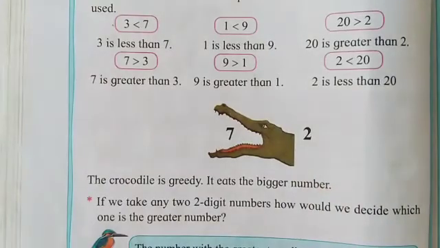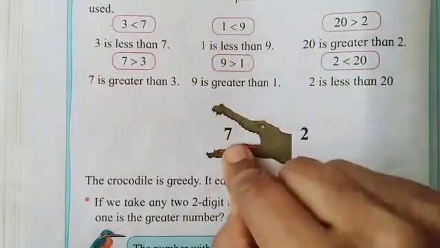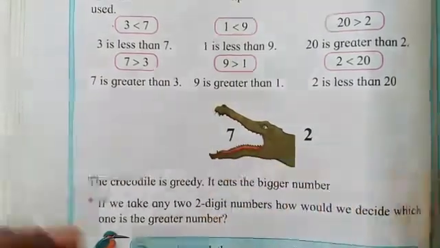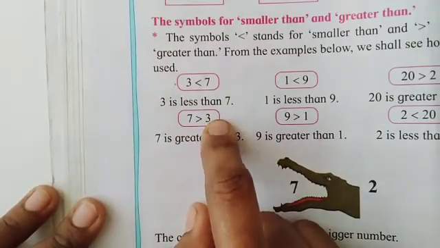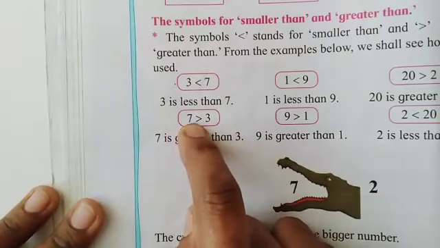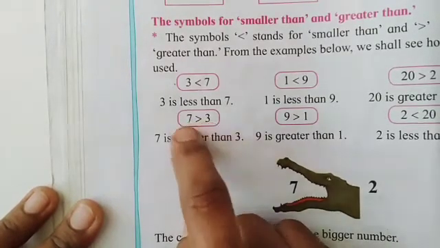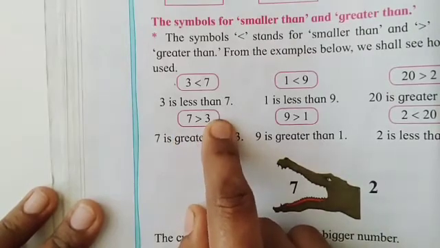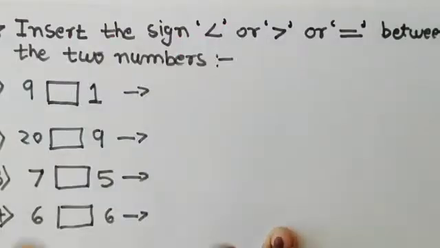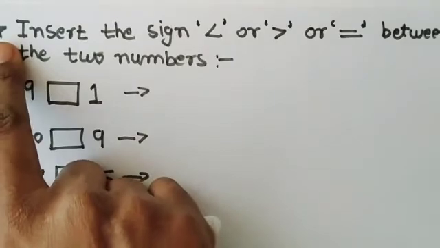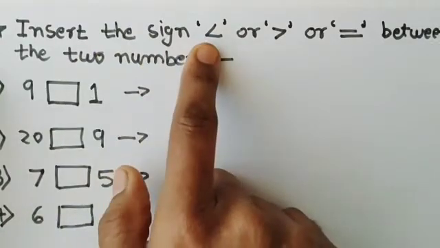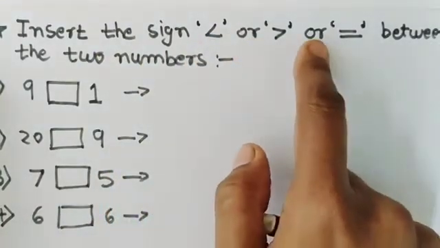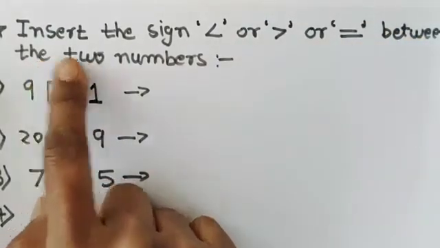So we will put the sign open towards the greater number. Like here it is given, 7 is a greater number and 3 is a smaller number. So the crocodile's mouth is open towards the greater number rather than the smaller. Okay, now we will take one example. This is the question here. We will read first: insert the sign lesser than or greater than or equals to between the two numbers.